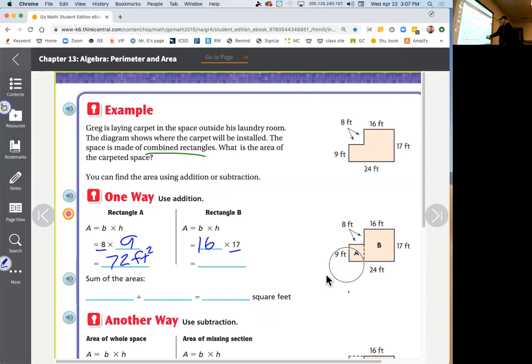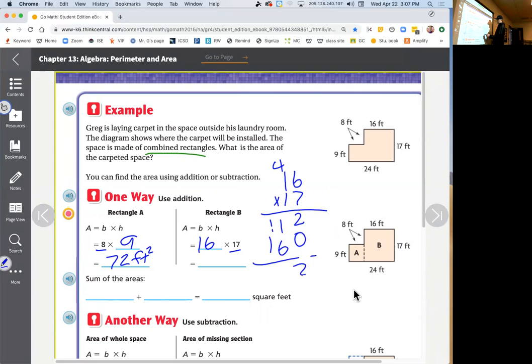All right. So then 16 times 17. Do the work. Don't make me do it by myself. That's 112, 160, so 272. We're done. No, we're not. We found the area of B and we found the area of A. Now what do we have to do? We have to add the two areas.